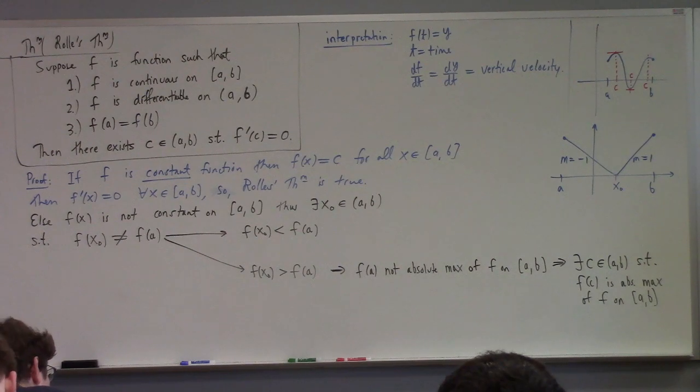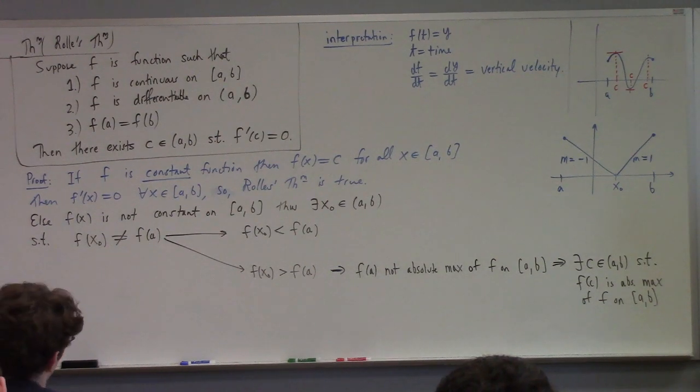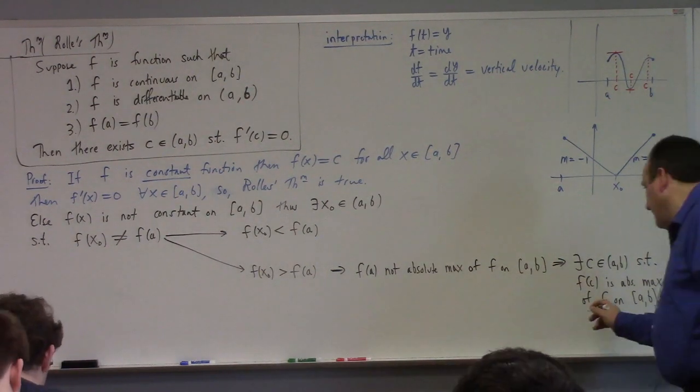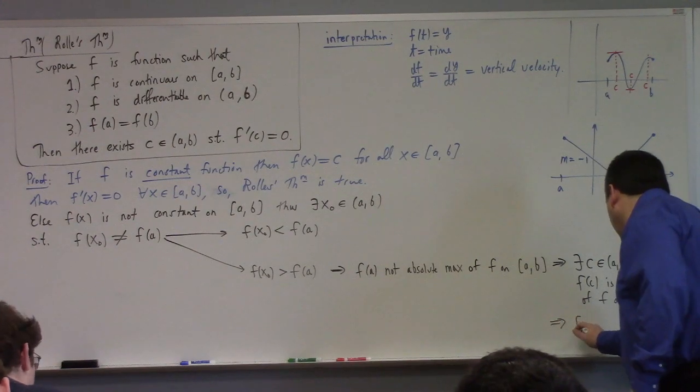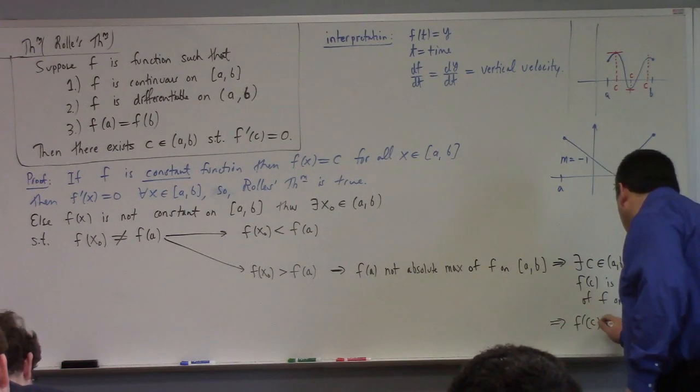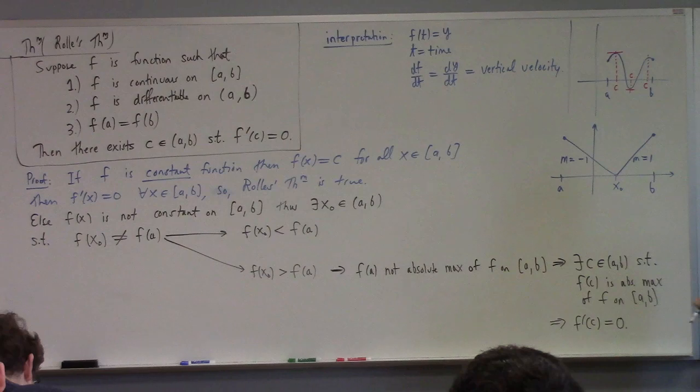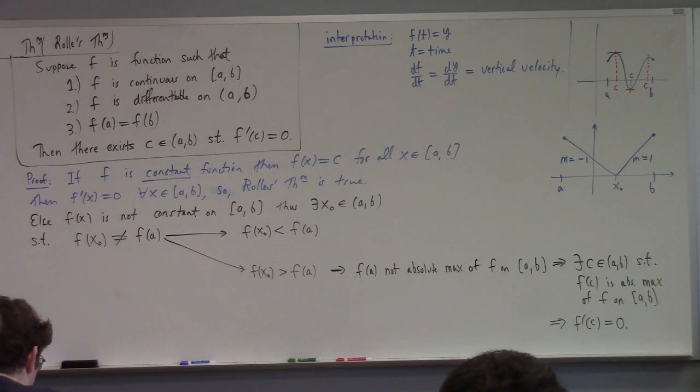So then what? Fermat's theorem, right? If it's the absolute maximum, it's also a local maximum. How do we know the derivative exists? Because we assumed it exists, right? It's differentiable on (a, b). So what does this tell us about c? f prime of c is 0. Which is what we were trying to prove, that there exists a c in (a, b) such that f prime of c is 0.